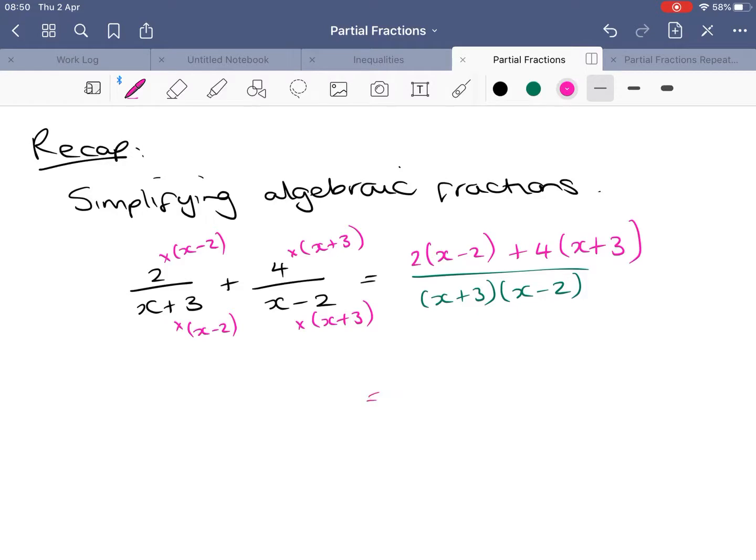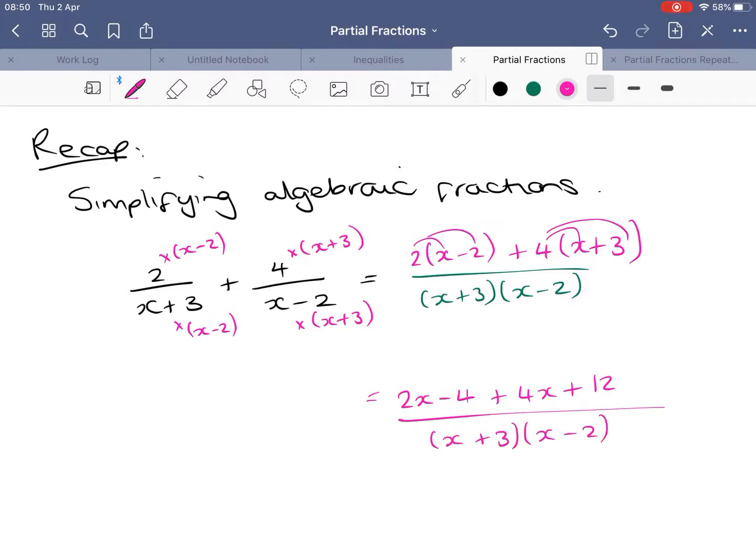And at that point, I would have expanded the bracket. So I'd have said, well, that's 2x minus 4, doing that expansion, plus 4x plus 12, doing the second expansion. And my denominator would stay as my two factors. And so I'd have had the answer of 6x plus 8 all over x plus 3 and x minus 2. Okay, so a quick recap.